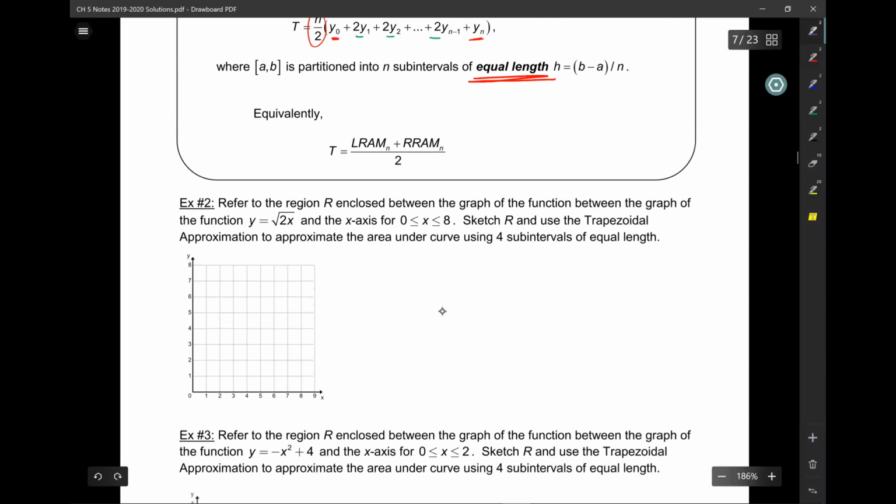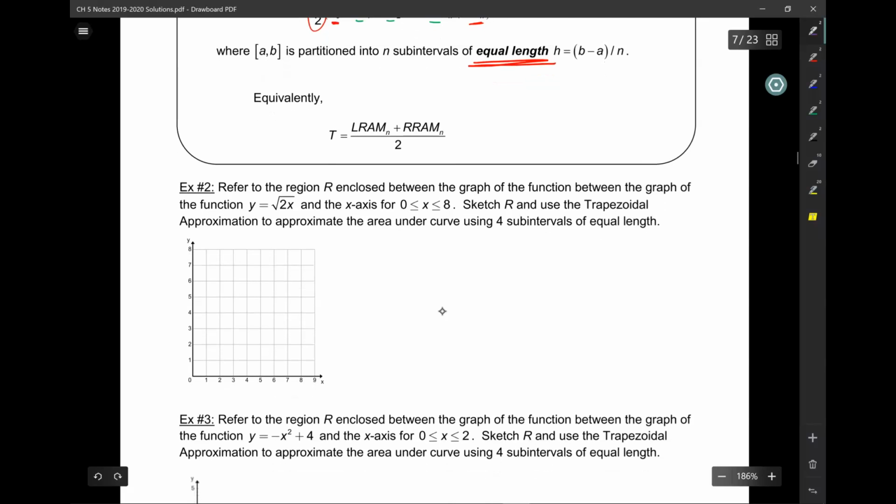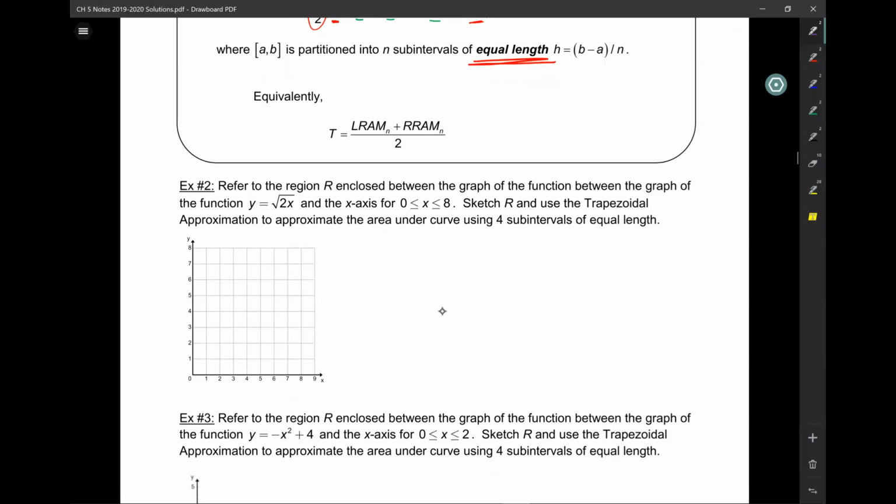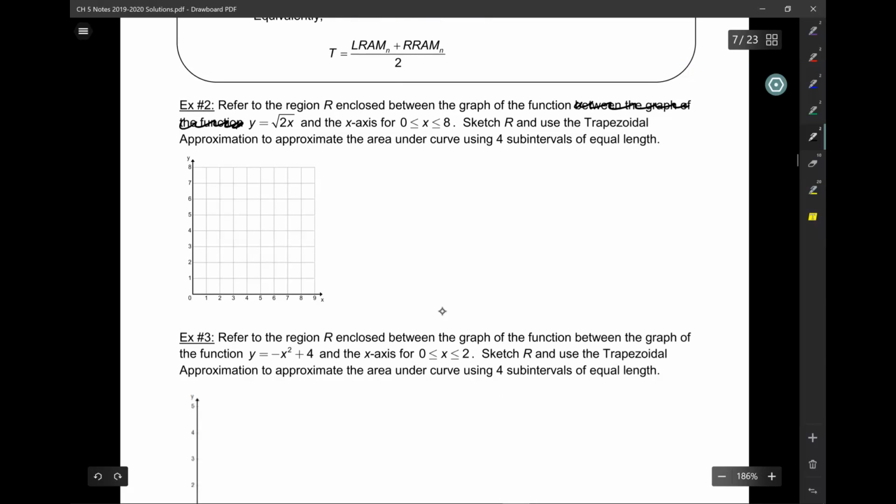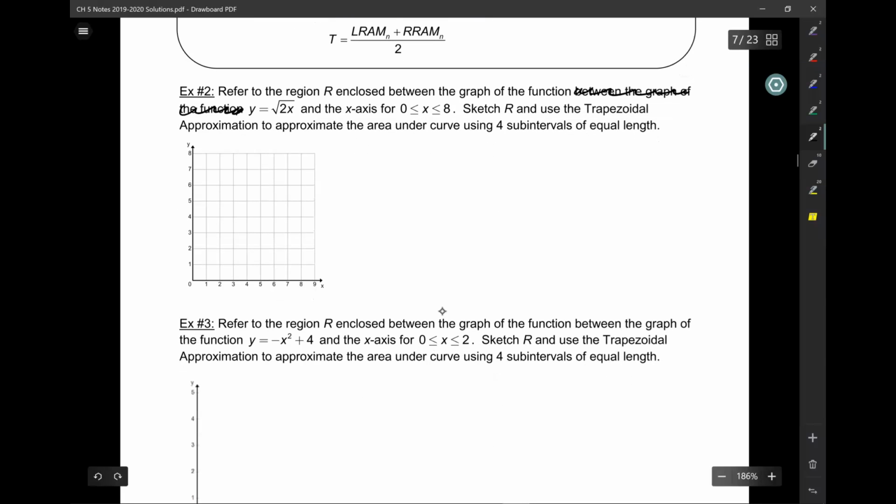Let's take a look at this one. Refer to the region R enclosed between the graph of the function. Oh, wait, this should be between the graph of the function. I repeated this. It's not too important, but yeah, it's this one. Okay, so here, the function doesn't always increase linearly. If the functions were linear, then that would be true, but they're not.